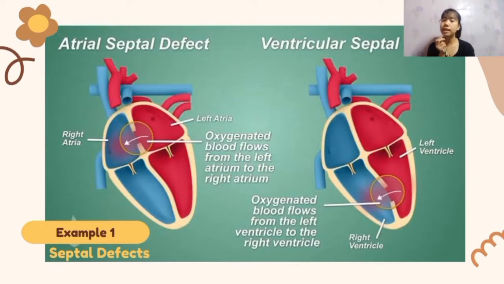The hole increases the amount of blood that flows through the lungs, and over time, it may cause damage to the blood vessels in the lungs. Damage to the blood vessels in the lungs may cause problems in adulthood, such as high blood pressure in the lungs and heart failure. Other problems may include abnormal heartbeat and increased risk of stroke.